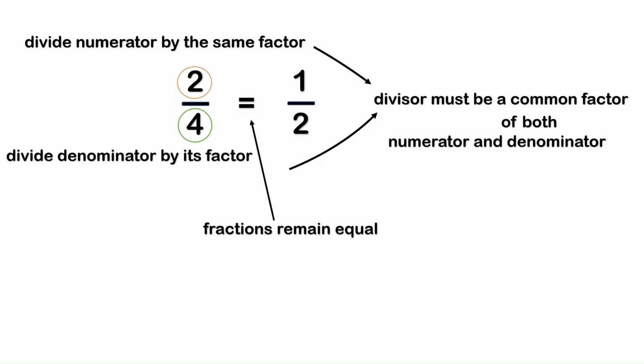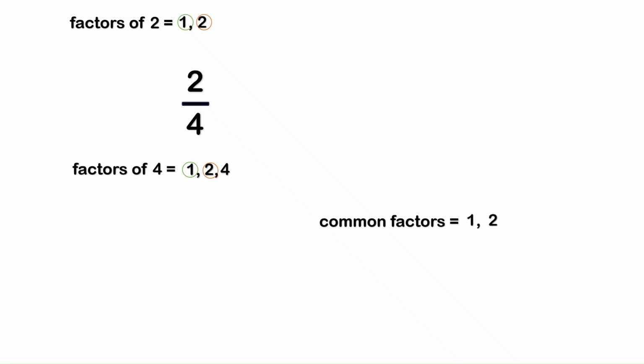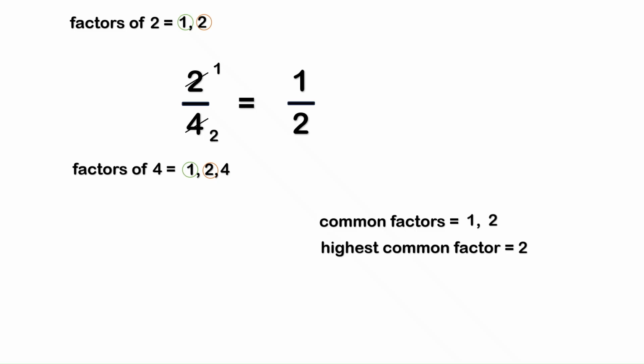So let's find out a common factor. The numerator 2 has factors 1 and 2. The denominator 4 has factors 1, 2 and 4. And the common factors of these two numbers are 1 and 2. We'll take the highest of these common factors, which is 2, and divide the numerator and denominator. Here 4 divided by 2 gives 2 and 2 divided by 2 gives 1. Thus our fraction changes to 1 upon 2.